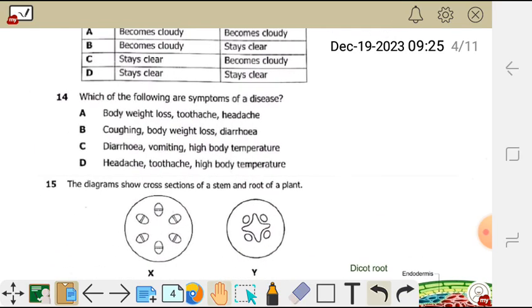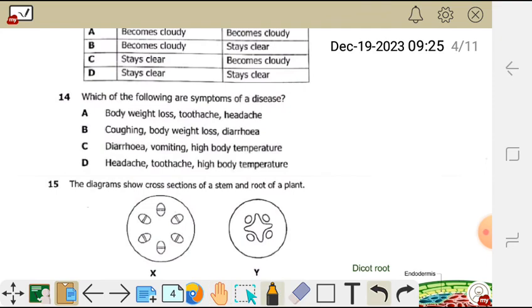Question 14. Which of the following are symptoms of a disease? A, body weight loss, toothache, headache. B, coughing, body weight loss, diarrhea. C, diarrhea, vomiting, high temperature. And D, headache, toothache, high body temperature.